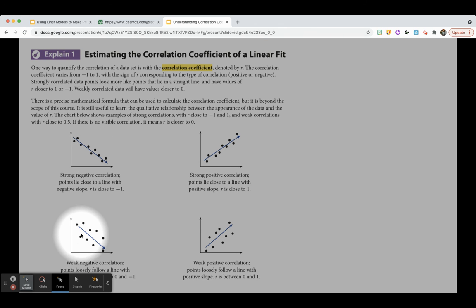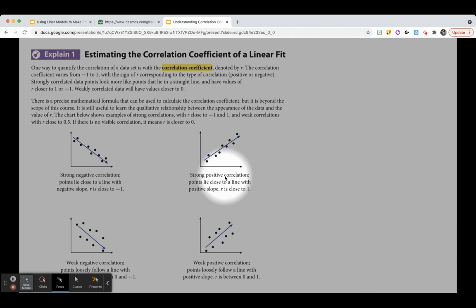Versus this one, it's going to be weak because my data points are further away from that line of best fit. Now it's still going to be negative. R is still going to be represented by a negative number, but it's not going to be close to -1. It's going to be closer to 0.